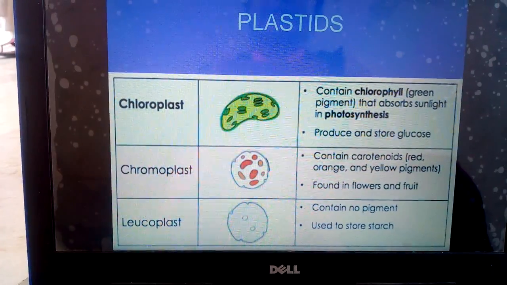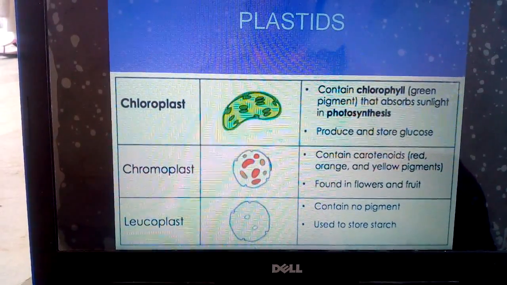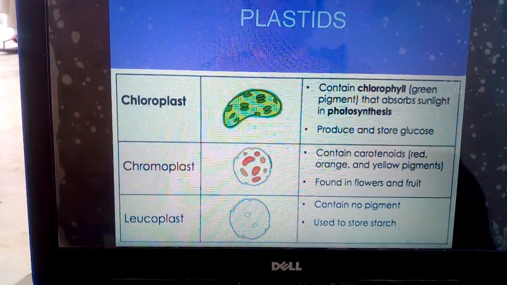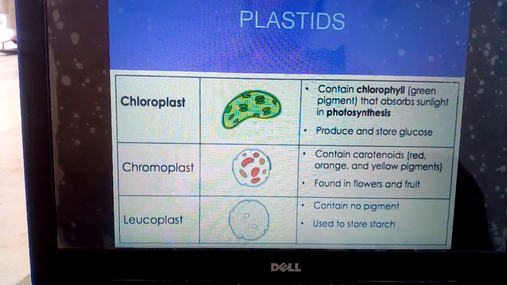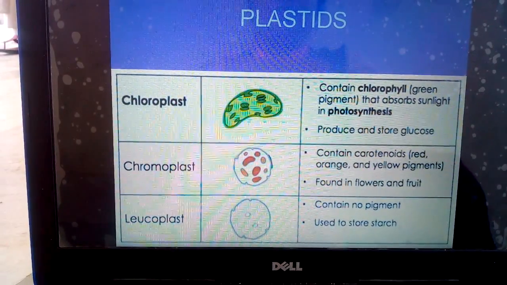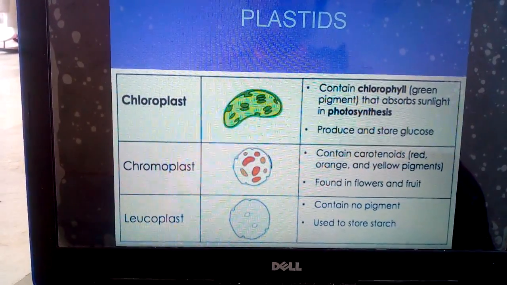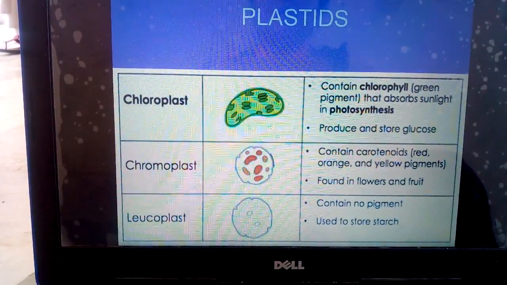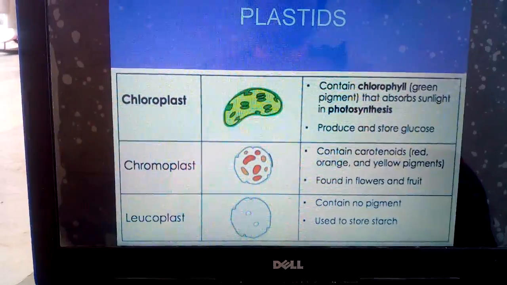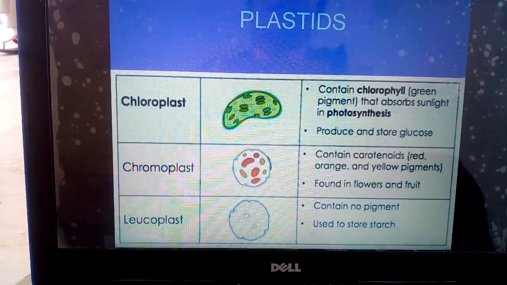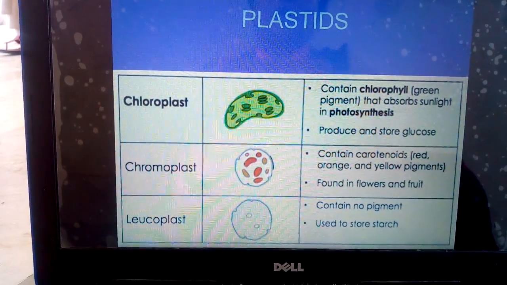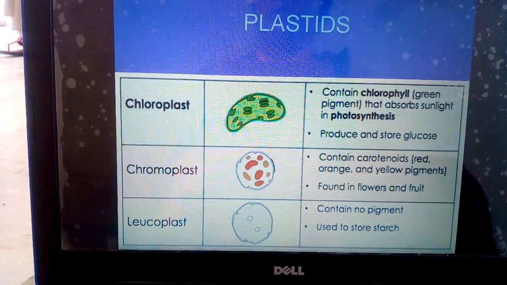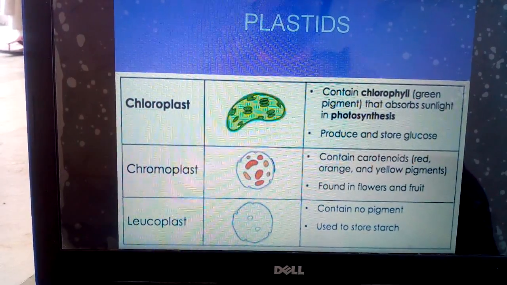Chloroplast contains chlorophyll. These are green pigments that absorb sunlight in photosynthesis. Now it produces glucose and stores glucose. Our next plastid is chromoplast. It contains carotenoids that are red, orange and yellow pigments. Now, these are found in flowers and fruits. Leucoplast contains no pigment, but it is used to store starch. That means it stores starch.